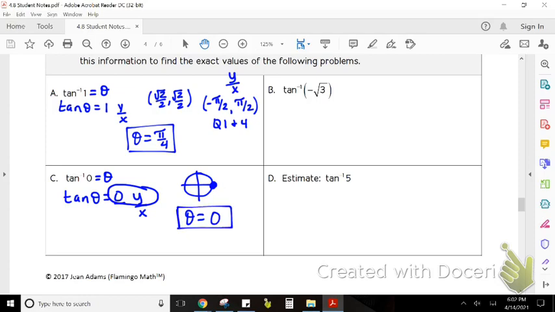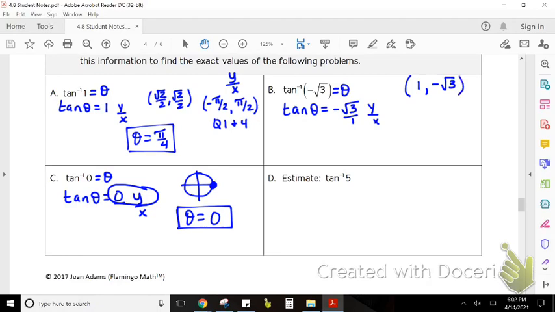All right, B. Same thing. We're doing the inverse tangent, so we're looking for an angle. We know that tangent is y over x. So let me rewrite this. I know it's y over x, so I'm going to go ahead and put it over 1. Now, when I look at this, I'm looking for my ordered pair where x is 1 and y is the negative square root of 3.